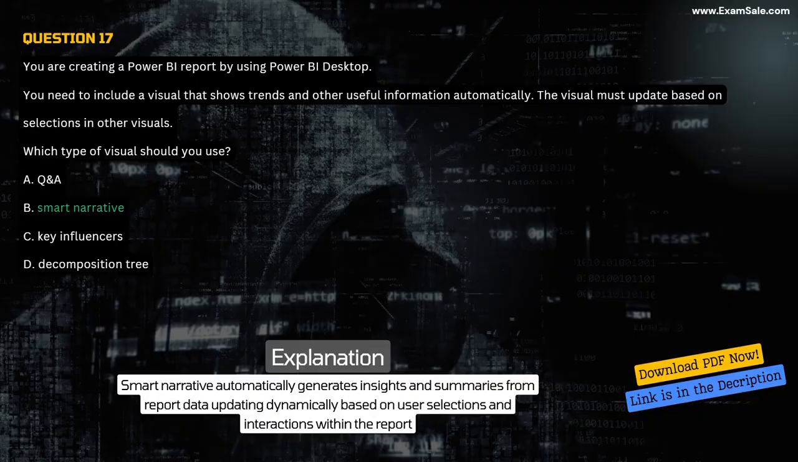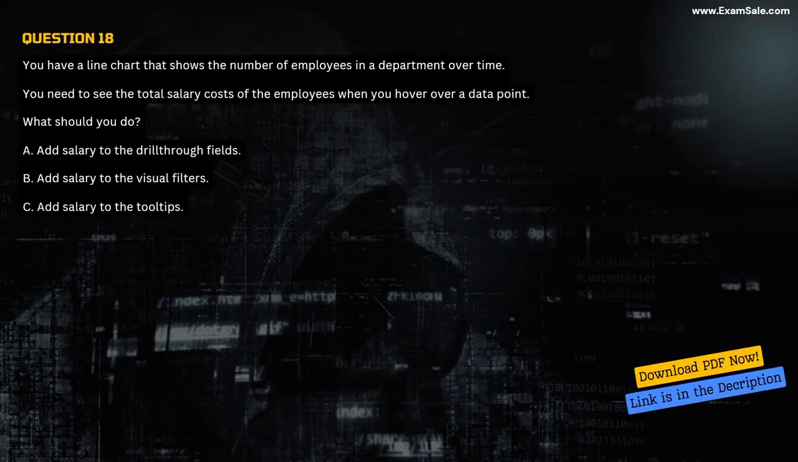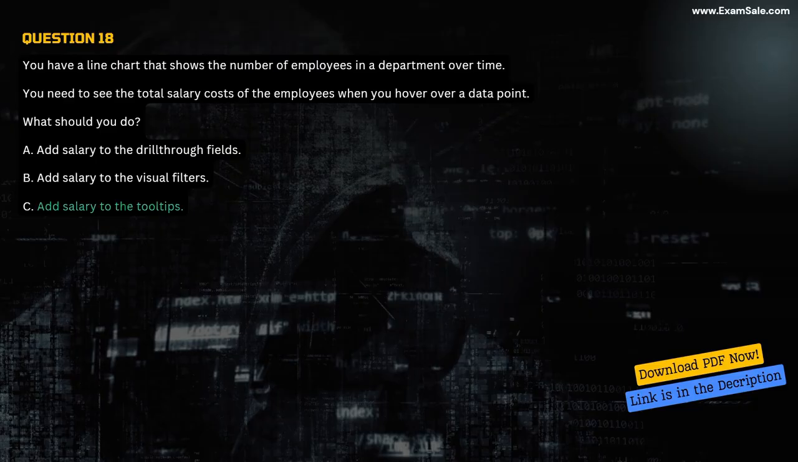Explanation. Smart narrative automatically generates insights and summaries from report data, updating dynamically based on user selections and interactions within the report. Question 18. You have a line chart that shows the number of employees in a department over time. You need to see the total salary costs of the employees when you hover over a data point. What should you do? A. Add salary to the drill-through fields. B. Add salary to the visual filters. C. Add salary to the tooltips. Correct answer C. Add salary to the tooltips.